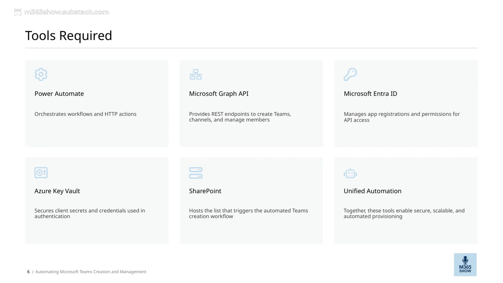Microsoft Graph API is another essential tool that orchestrates workflows and handles HTTP actions. It connects all these components, making sure data flows correctly and processes are executed in sequence. Finally, Power Automate ties everything together by orchestrating workflows and automating HTTP actions. It's like the conductor of the entire automation orchestra, ensuring each step happens at the right time and in the right order. Altogether, these tools form a cohesive ecosystem that enables us to automate Teams provisioning efficiently and securely, aligning perfectly with our overall goal of streamlined collaboration.